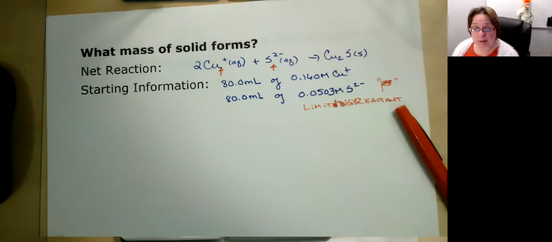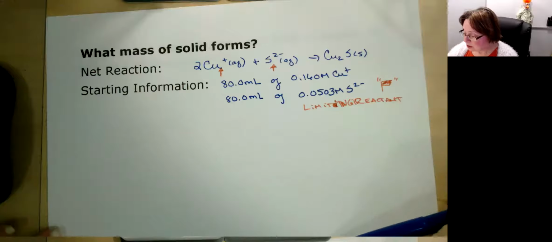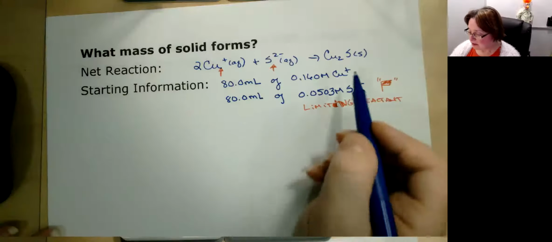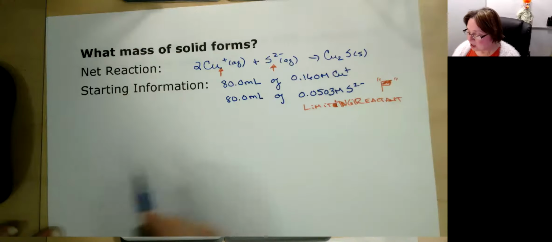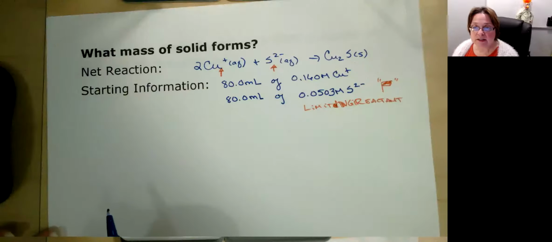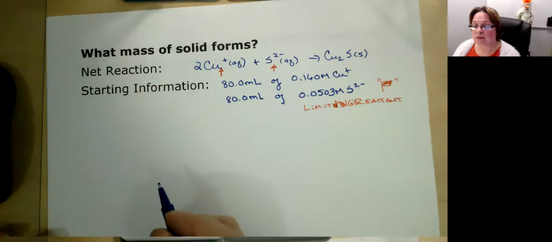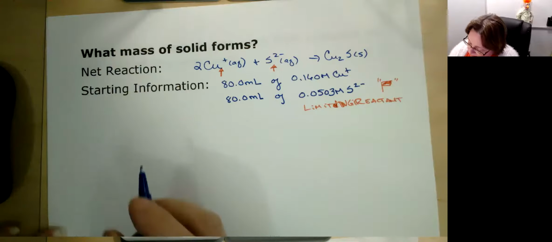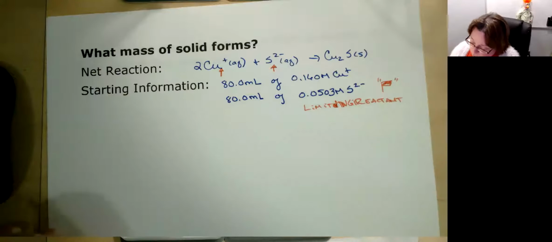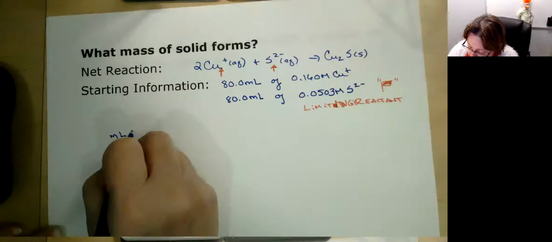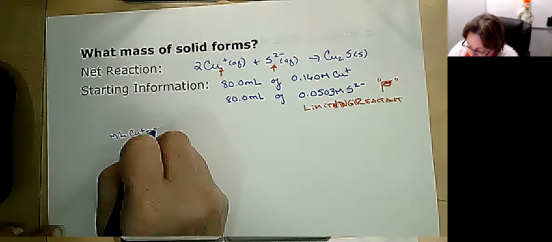Okay, so remember, with the limiting reactant problem, what we're going to do is solve the problem, what mass of copper 1 sulfide forms, for each of our starting materials, and then we will decide which of them forms the least amount of product, the least amount of solid in this case, and that will be our limiting reactant. Okay, so we can start with any one we want. I'll start with copper, since it's right on top there. Right, and we know the milliliters of our copper 1 solution.